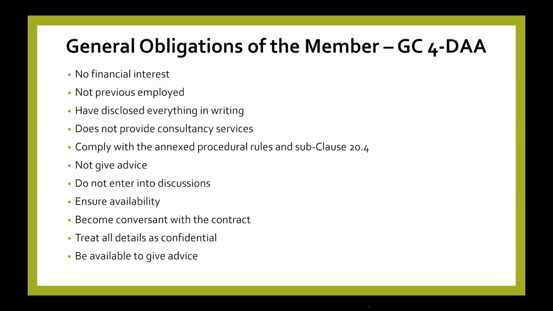They should be available. They should be conversant with the contract. One of the key documents they are provided with, at the start of the project if it's a full term, or at the start of any dispute in an ad hoc arrangement, is the contract document. They are to treat all the details as confidential. And being able to give advice does not contradict not giving advice. This advice is given to both parties, so you give it in the presence of both parties. It's not on a one-on-one basis.